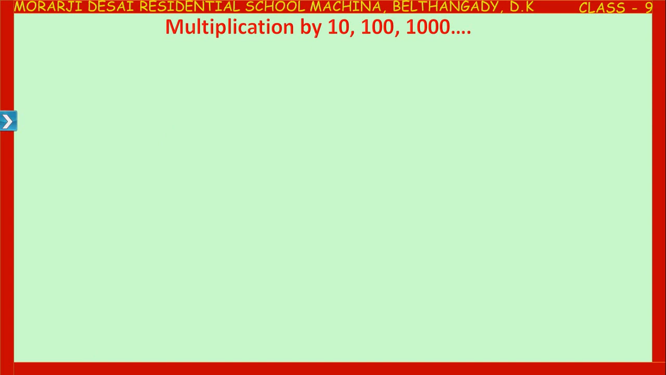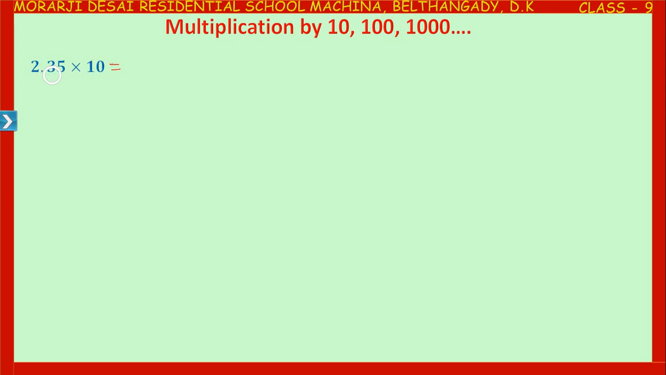Now, let us see multiplication of decimals by 10, 100, 1000, 10,000, lakh and so on. There is one simple method to multiply by 10, 100 and 1000. See here, 2.35 into 10. Let us learn the simple method first by doing the long method.